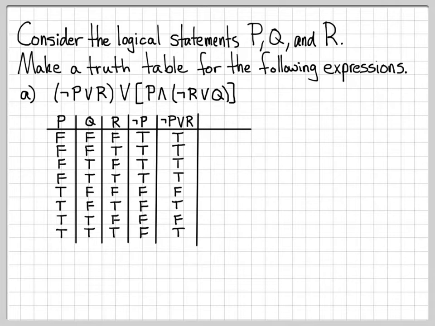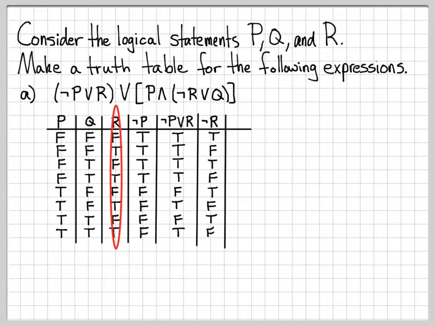Let's keep going. What's something else I'm going to need? I'm going to need a column for not R, because I have a not R sitting right there. So let's go ahead and make a column for that. That's easy to fill in. All I do is look at this column and negate everything. So instead of false, true, false, true, false, true, false, true, I have true, false, true, false, true, false, true, false. So that's an easy column to fill in. And then you can probably guess what the next column is going to be. Let's continue working on this piece.